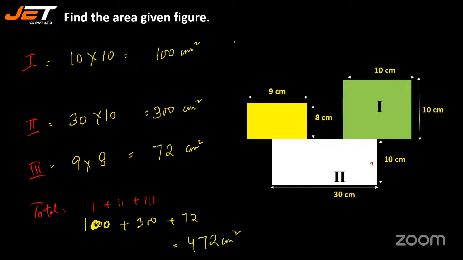That's how you do it, right? The first one is 100 centimeters square, that's a square. The second one is a rectangle, and the area is 300 centimeters square. And the third one is again a rectangle, 9 times 8, 72.